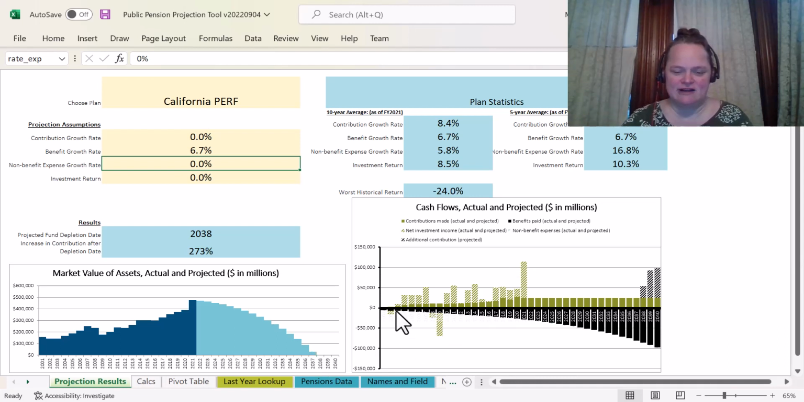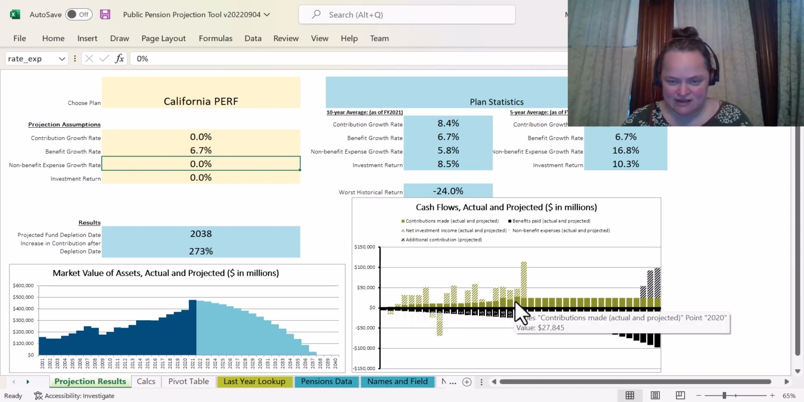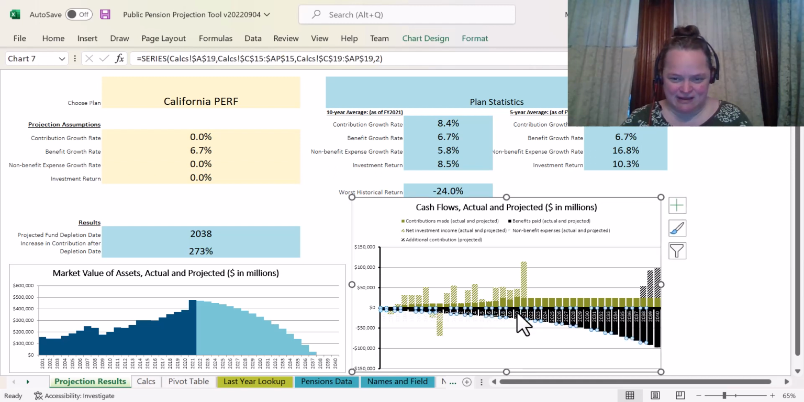Looking over here, it's hard to see because these are also in dollars in millions. So this is 50 billion, 100 million, and these are cash flow amounts. It's hard to see. Let me see if I can hover over one of these. This is 2020, and notice this is going out. The black is the benefits getting paid. Let's see if it's going to give me the amount.